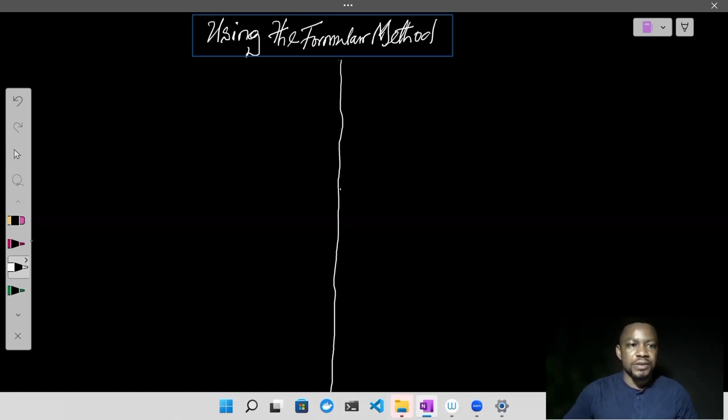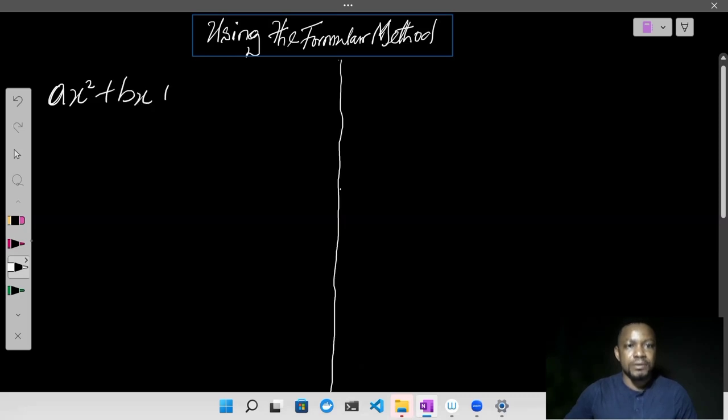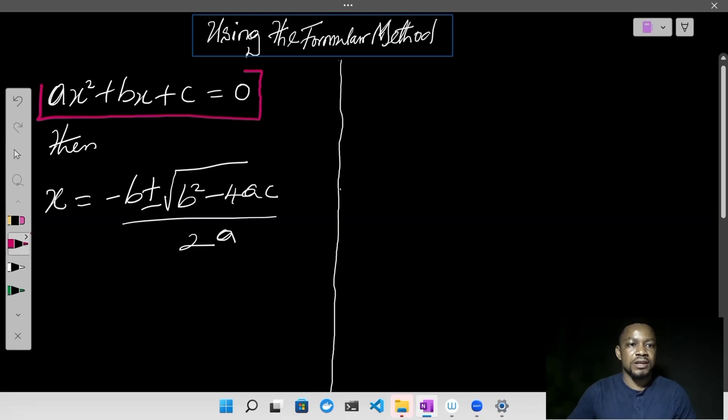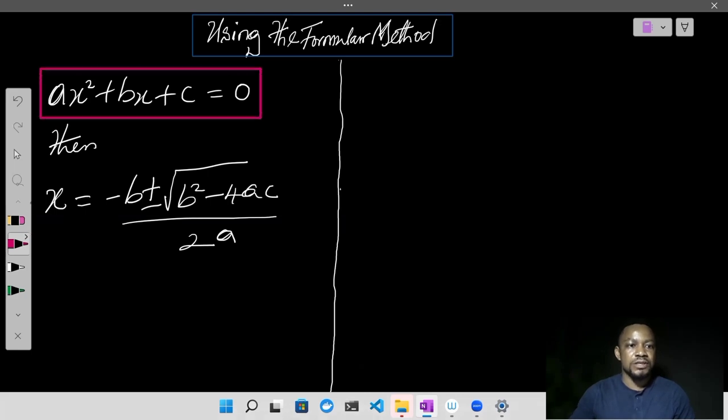Generically, whenever we have ax squared plus bx plus c equals 0, which is the generic form of a quadratic equation, we can then say that x is the same thing as minus b plus or minus the root of b squared minus 4ac, all over 2a. This came from our last video, just in case you're wondering how we got to this. The proof is in our last video, and I'll link it in the description of this video.